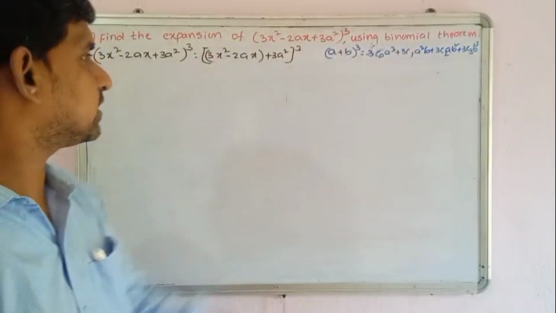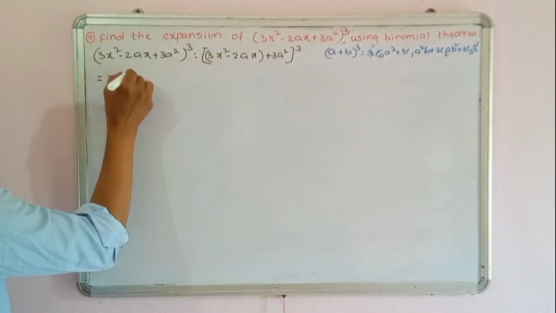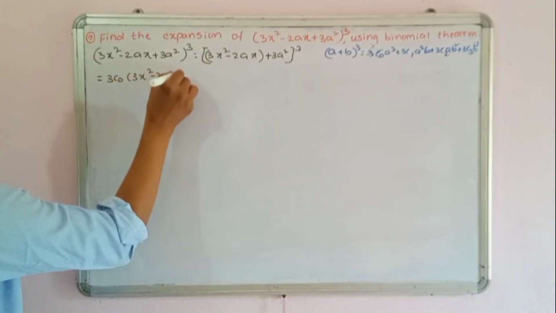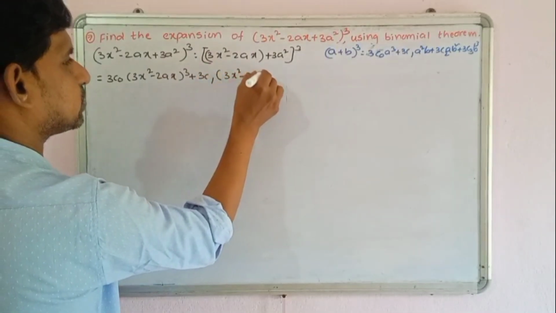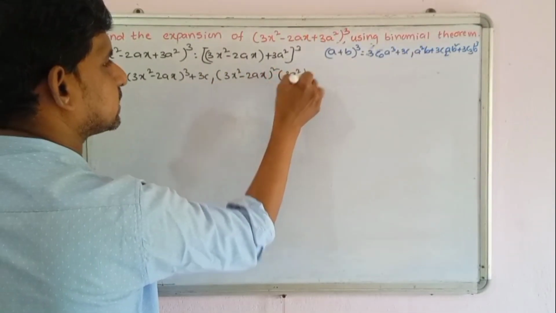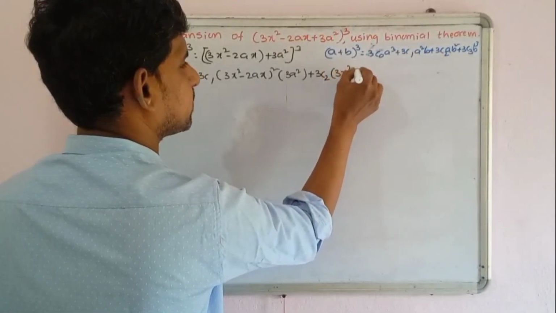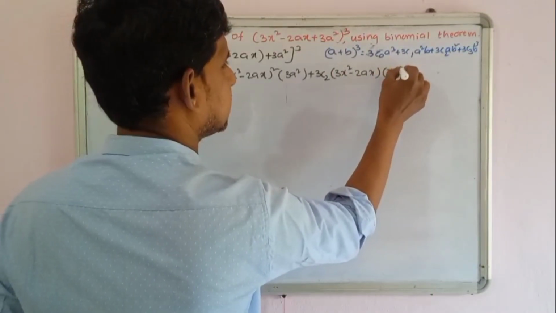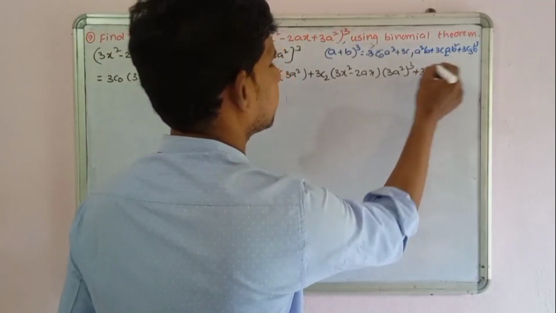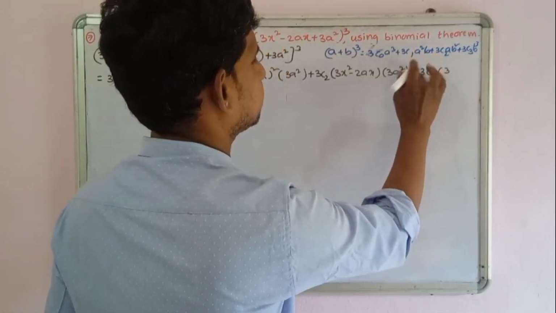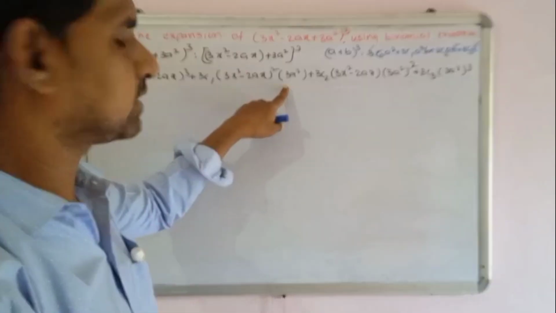Expansion: 3C0 a³. See, 3C0 a³, so (3x² − 2ax)³ plus 3C1 a², (3x² − 2ax)² times 3a² plus 3C2 (3x² − 2ax) (3a²)² plus 3C3 (3a²)³. See, the first one is decreasing, the second one is increasing, in the second term.